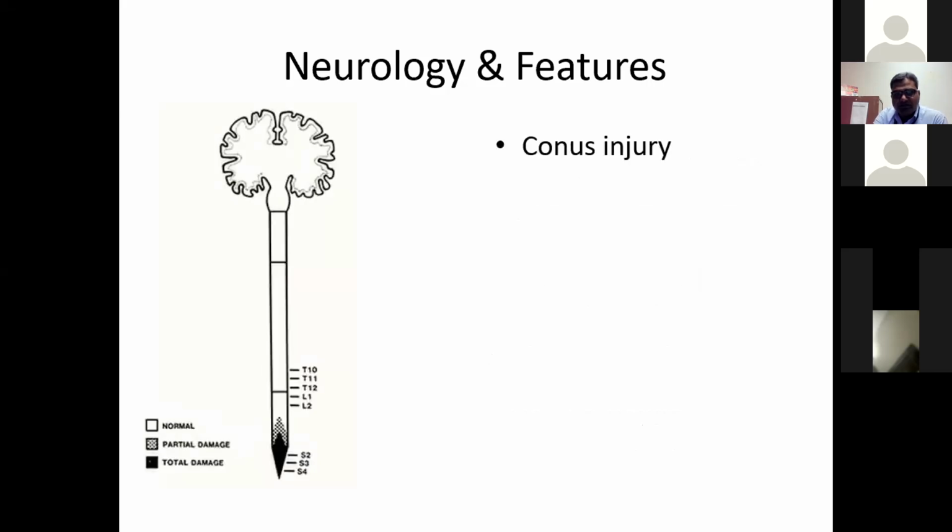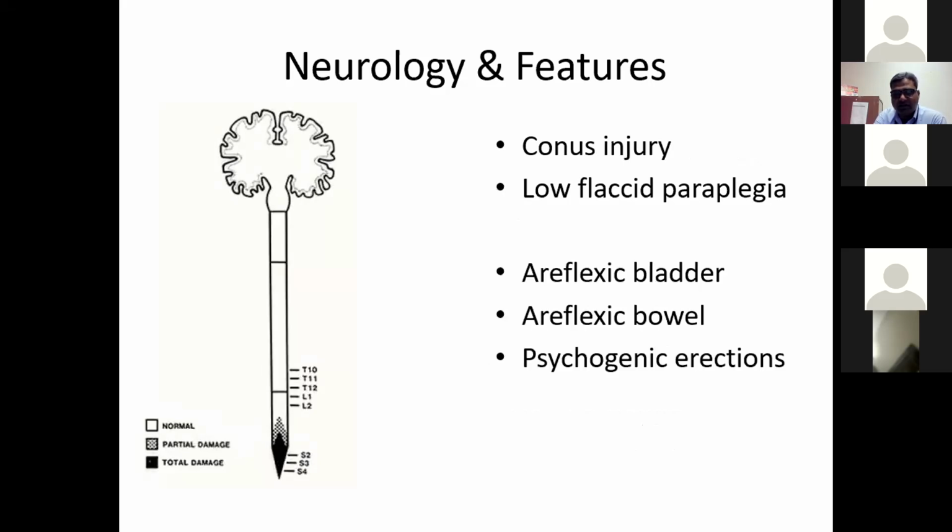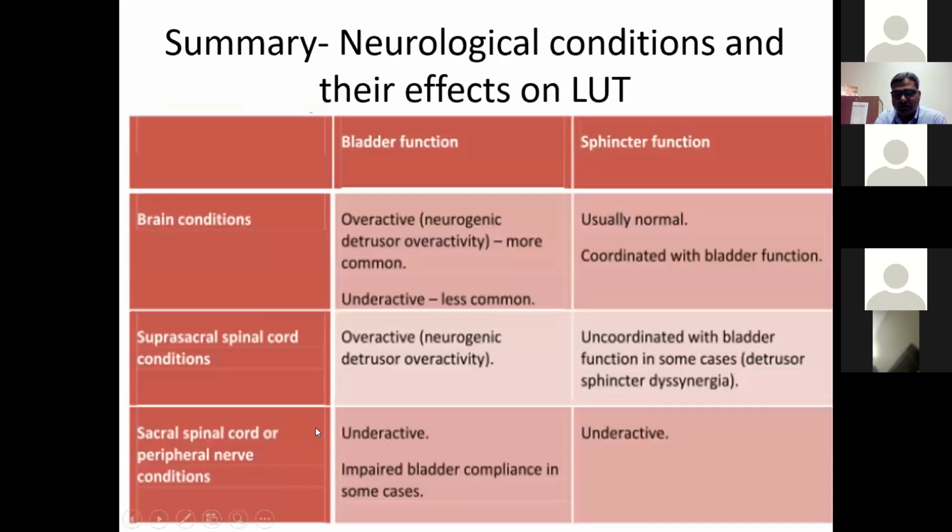This is the conus injury, an isolated conus injury. So there will be low flaccid paraplegia, areflexic bladder, areflexic bowel. There will be some psychogenic erections, because a portion of the sacral part is intact, and there will be psychogenic emission because the parasympathetic part is also intact.